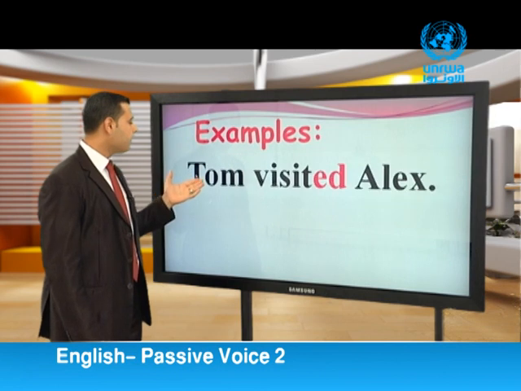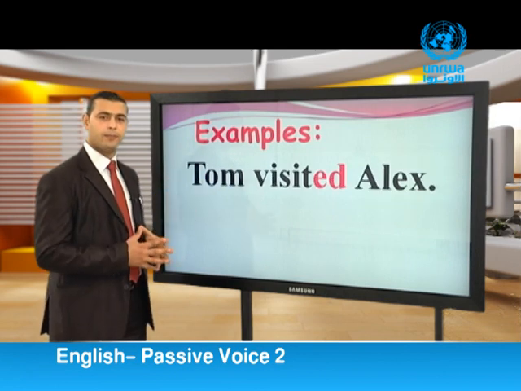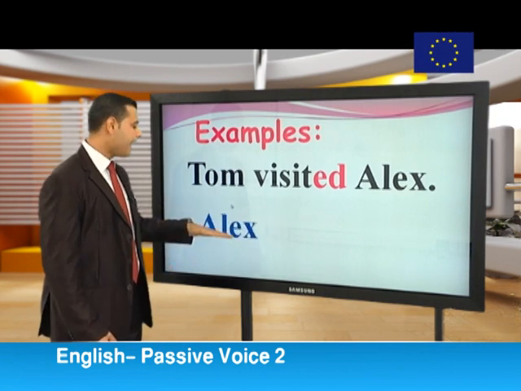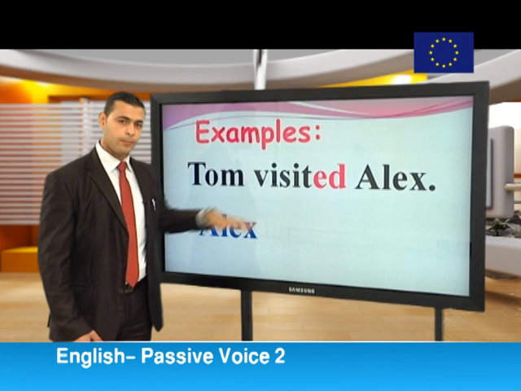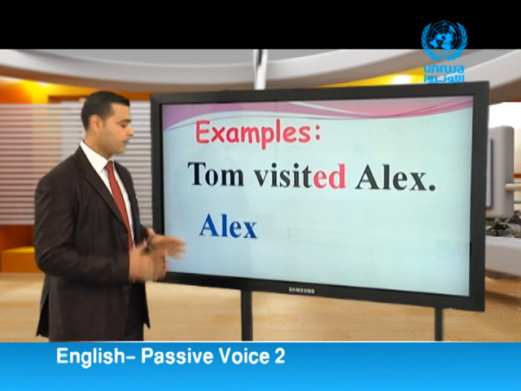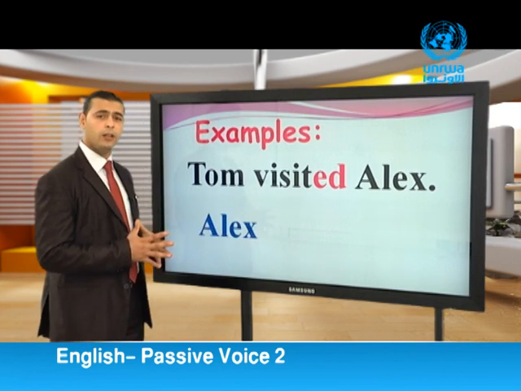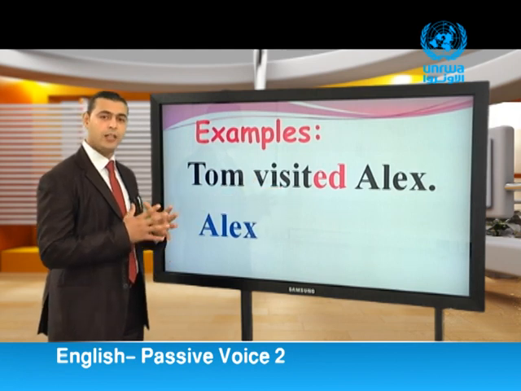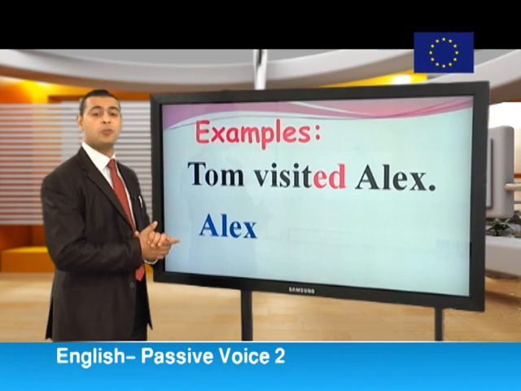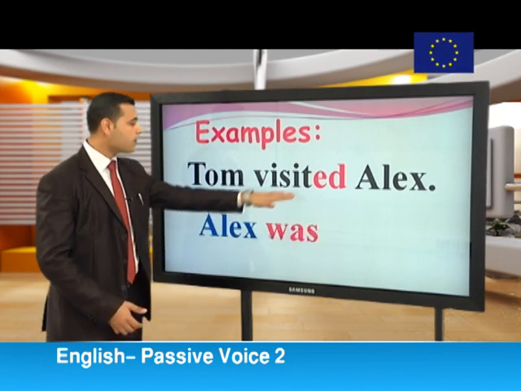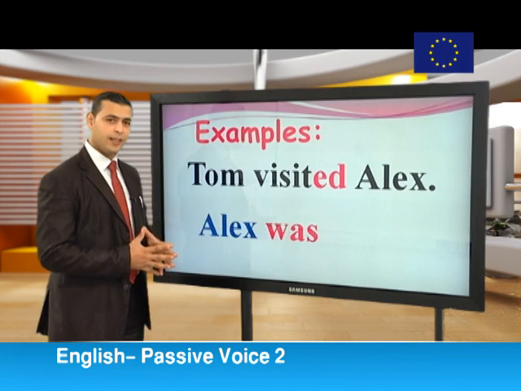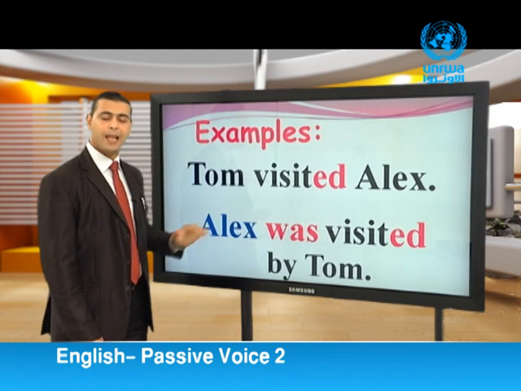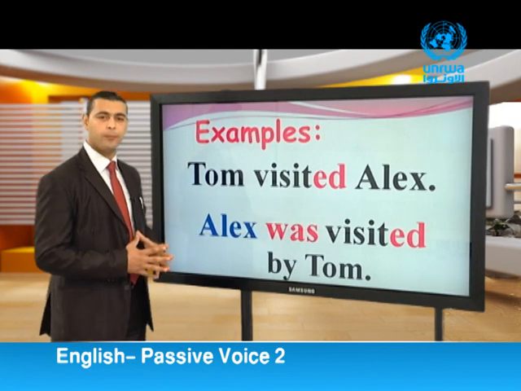Examples. Tom visited Alex. Look here. Alex, the object, becomes the subject. Don't forget this. Alex, is it singular or plural? Alex is singular. The verb here is in the past. So we need to use was. Alex was, the past participle of visited is visited. Here, Alex was visited by Tom.